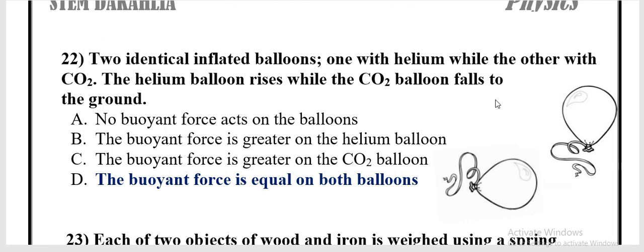The buoyant force equals rho Vg, and the density is the same, which is the density of air, and V is the volume of the two balloons, which are the same. But the balloon with lesser density will float and the one with higher density will sink.